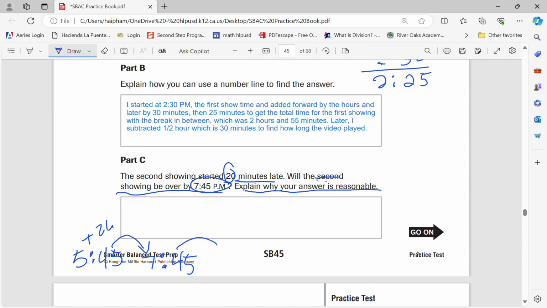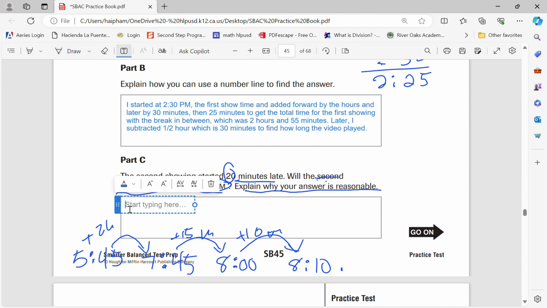Okay, so let's go ahead and add another 15 minutes here, just so we can get to 8 o'clock. Okay, so 2 hours and 15, but remember, the showing is going to last 2 hours and 25 minutes. So we need to add another 10 minutes here. So if I add another 10 minutes, that would end exactly at 8:10. Okay? So now, let's explain that. Let's put it in words.